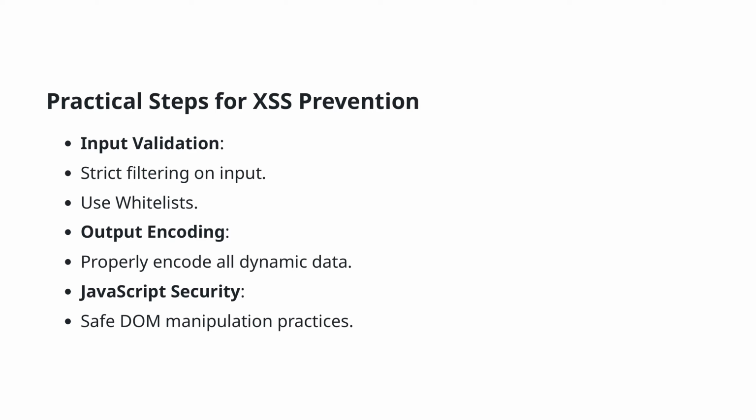Next, focus on output encoding. Properly encoding all dynamic data is essential in safeguarding against XSS. By ensuring that data is output as intended and not executed as code, you further protect users from potential exploitation. Lastly, consider JavaScript security. Implementing safe DOM manipulation practices is key. This means ensuring that any dynamic content added to the DOM doesn't introduce vulnerabilities, particularly from user-generated data. These practices, when combined, form a robust strategy against XSS attacks, making your web applications more secure and reliable for users.